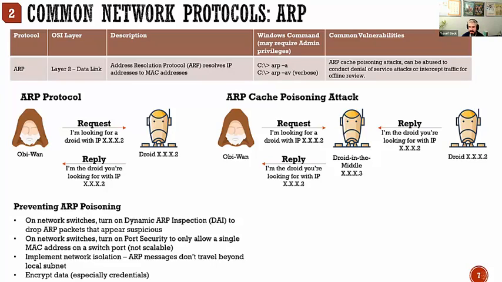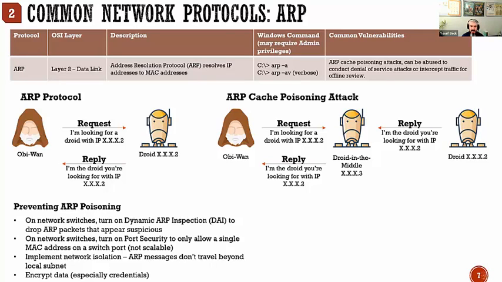The implication of this is that now I can convince OB1 to talk to the wrong system, and I can either intercept that traffic, anything that he would send, or I can pretend to be it and get information that I shouldn't have access to. So how do we prevent this particular one?